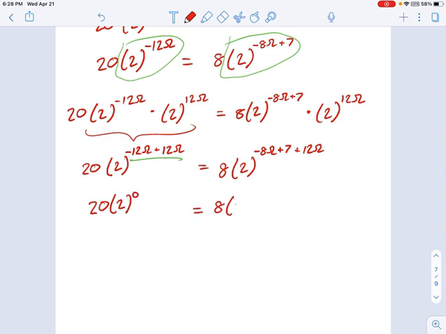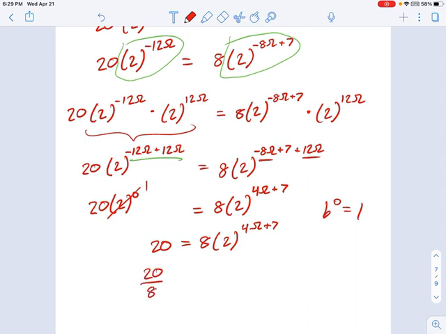Okay, now on the right, we've got 8 times 2 to the negative 8 omega plus 12 omega, that's going to be 4 omega plus 7. Now on the left, 2 to the 0 power, remember, anything to the 0 power is always just 1. So this right here is just 1. So I get on the left, 20 equals 8 times 2 to the 4 omega plus 7. And now divide each side by 8, and you get 20 over 8 equals, let's simplify that, 5 over 2. 5 over 2 was the left side of the equation, and that equals 2 to the 4 omega plus 7.